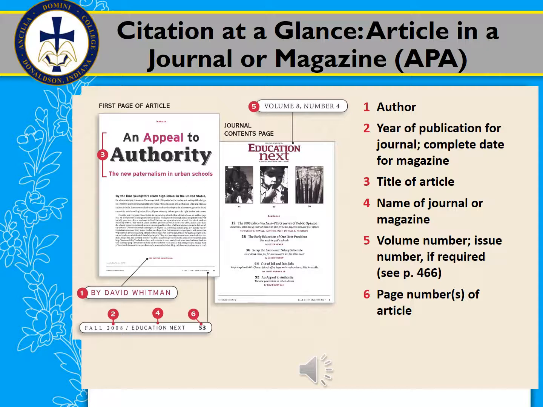Then number 3, you're looking for the title of the article, and 4, the name of the journal or the magazine. Pretty standard. Volume number and issue number if it's required. There can be some changes in that, but I would say for the most part just try to find that, and better to be safe than sorry. And then the page numbers for the articles you're going to find down there too. And you're going to find those obviously within the article themselves, but don't forget to copy those down.